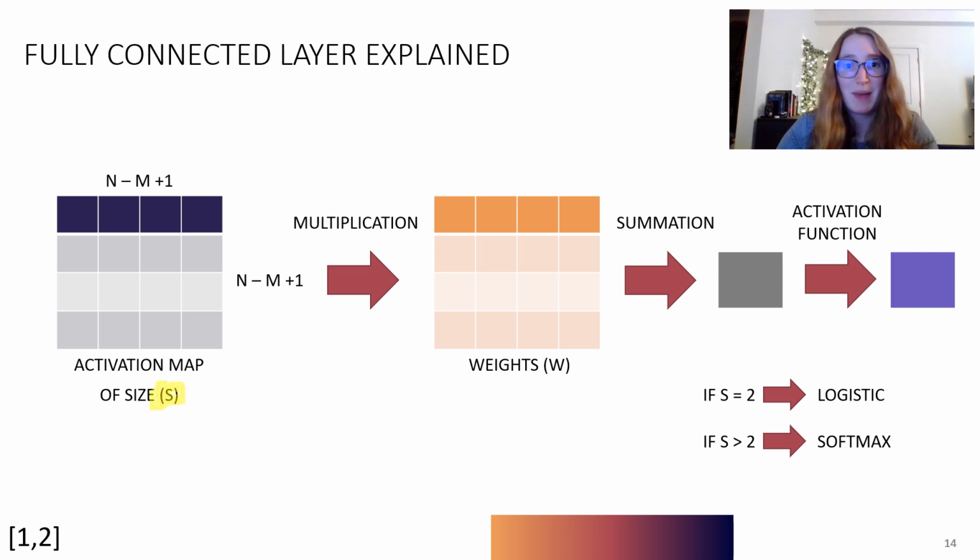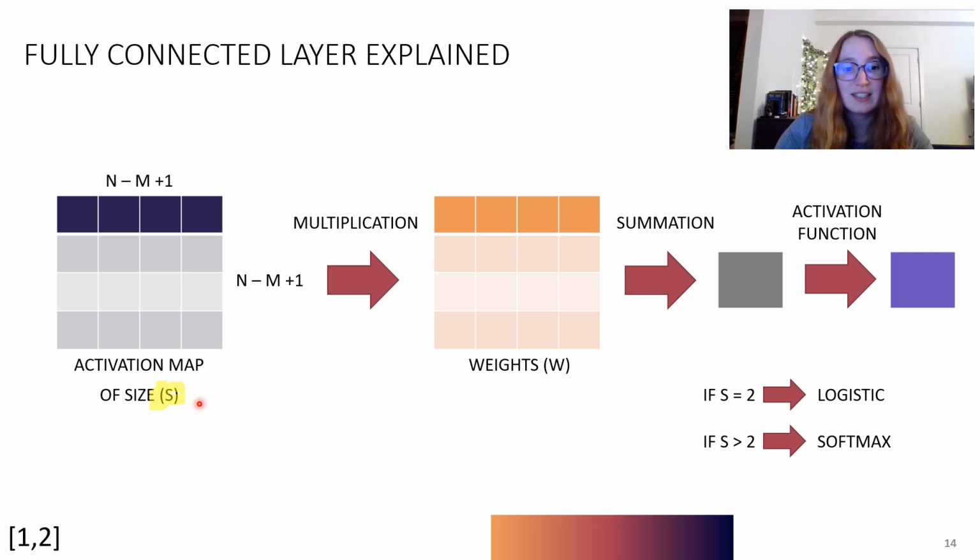This size is dependent on the number of physical layer parameters being estimated for the given estimation problem. In the fully connected layer, each element of this input is multiplied by a calculated weight. Each element is then summed, and the activation function is applied to the products. The activation function that is applied is completely dependent on the size of what we've called S. So in the case that S is equal to 2, then we know that we're going to need to apply a logistic activation function.